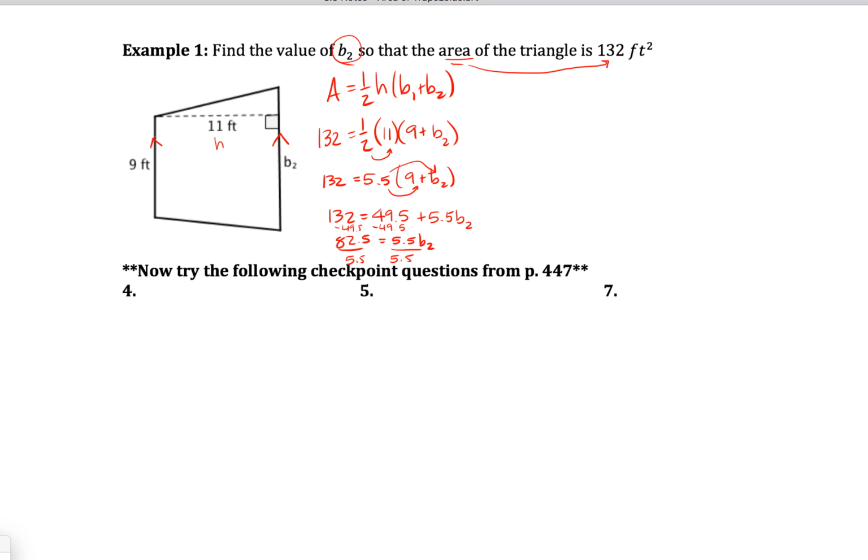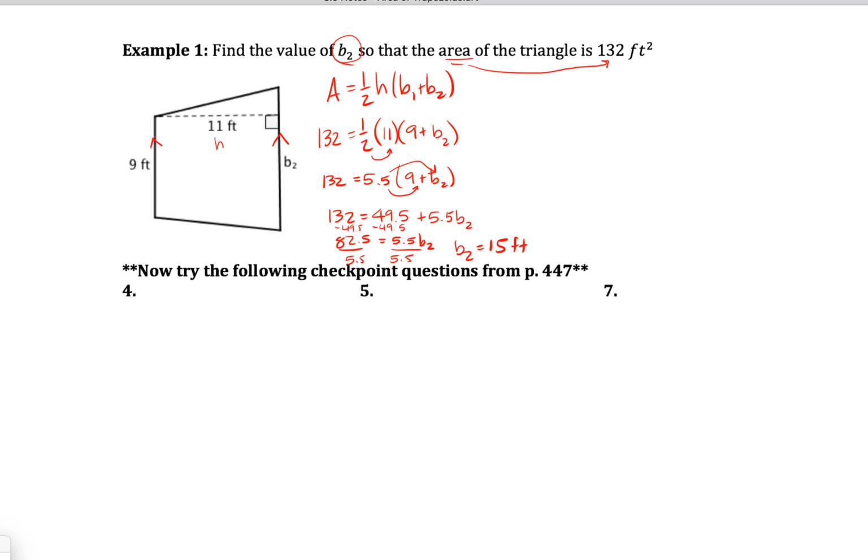And like I said, this is just maybe a little bit annoying because you have to deal with this decimal. But if you have a calculator handy, it really shouldn't be that big of a deal. If I take 82.5 and I divide it by 5.5, I should get 15. So B2 is equal to 15 feet is my unit that I'll be using there. So that's one way I could solve this equation that results there.